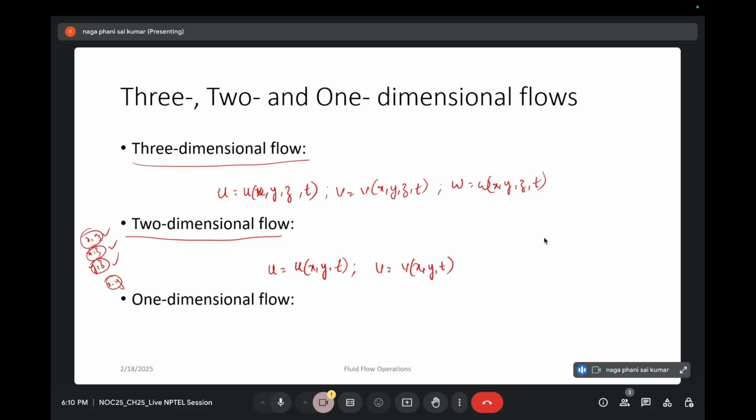And then we have one-dimensional flow. For one-dimensional flow, typically you can take the example of a liquid flowing in a tube in terms of average velocity. Then its velocity component can be written as u as a function of x and t. Again, if it is a steady state, it will be constant with respect to time. But if it is unsteady state, it will vary with time as well.